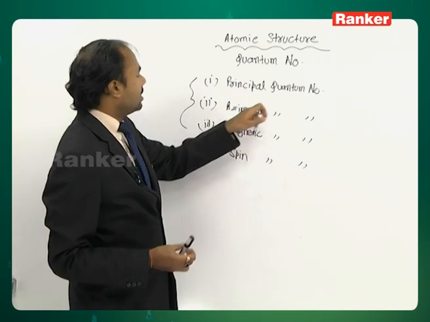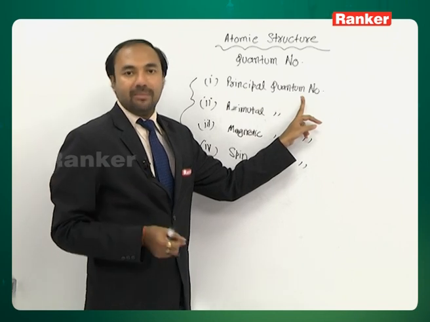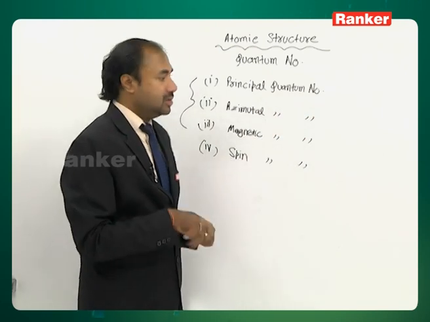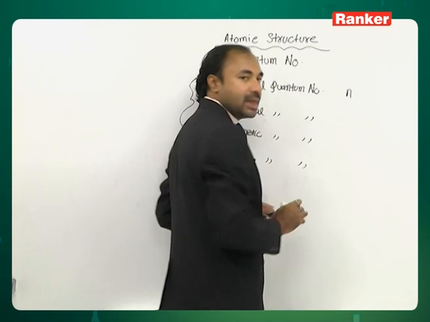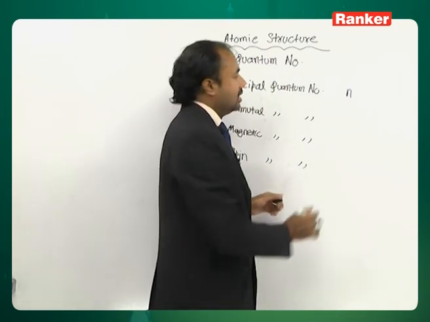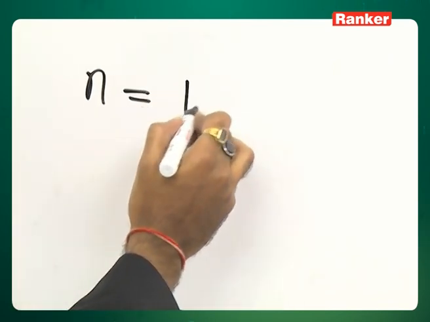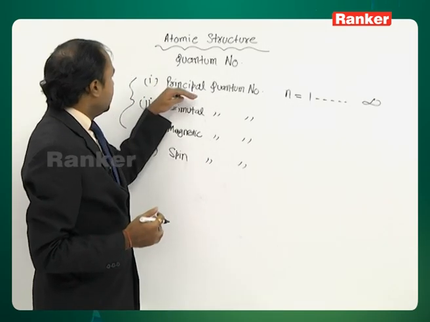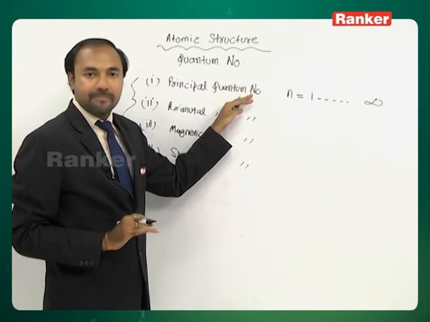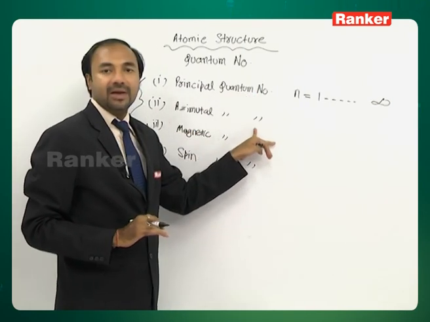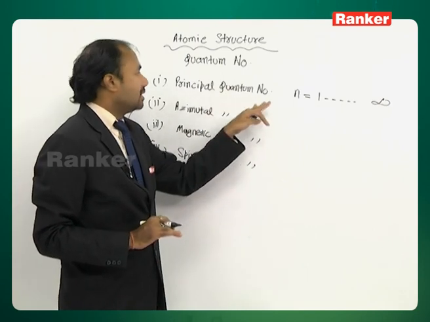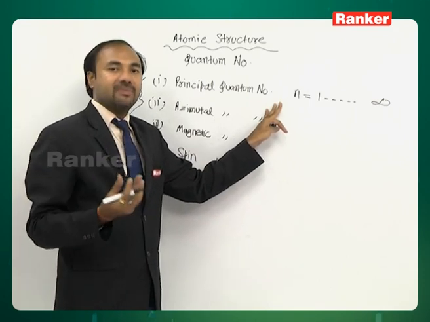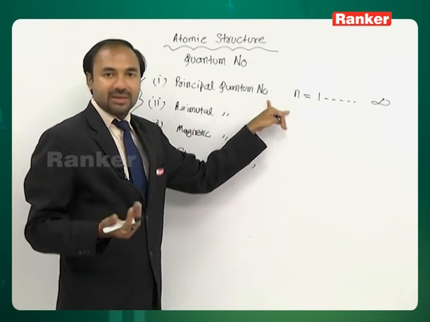Got it? So what happens here? The principal quantum number tells us about the shell number, in which particular shell the electron is present. It is usually denoted by the symbol n, and for a particular electron of a particular element, we can have any value of n starting from 1 up to infinity. It cannot be 0, obviously. Principal quantum number basically tells us about the energy of the electron, how much energy will be possessed by that electron.